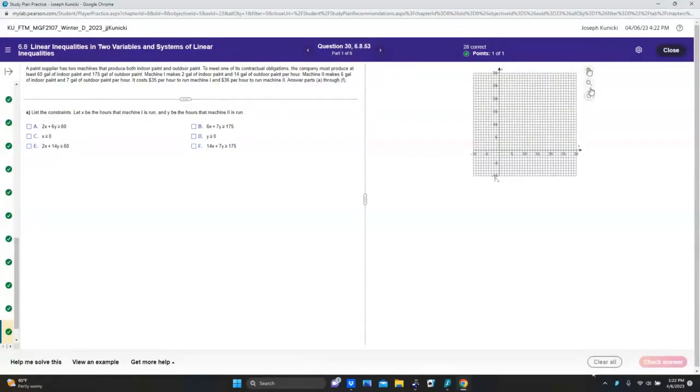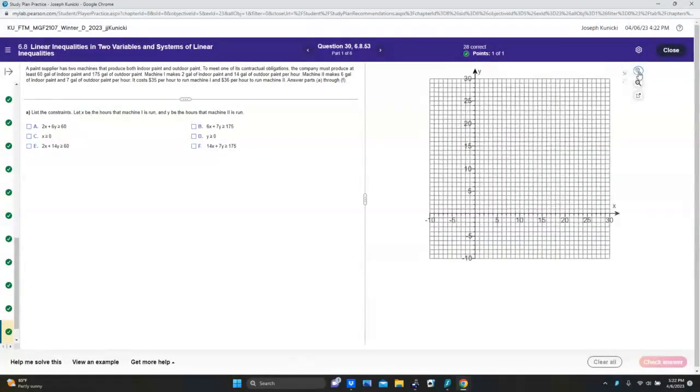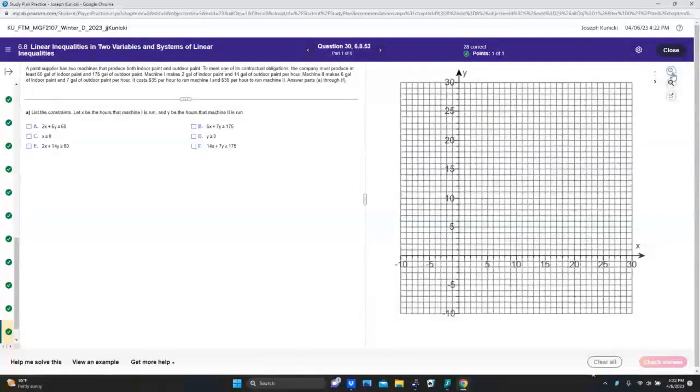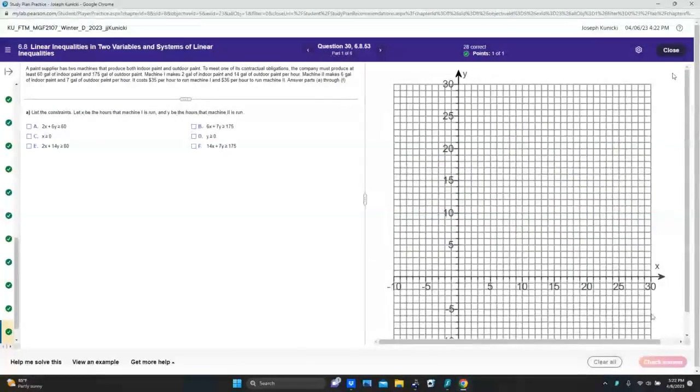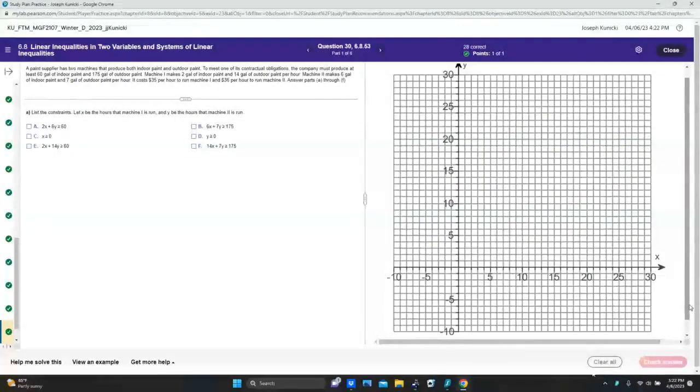Now, it's set up a little different. We have to find the constraints based on what they wrote, which is not really difficult. Just got to take notes here. So a paint supplier has 2 machines. X is going to be the number of hours for machine 1, and Y is going to be the number of hours for machine number 2. I got that from below in part A.